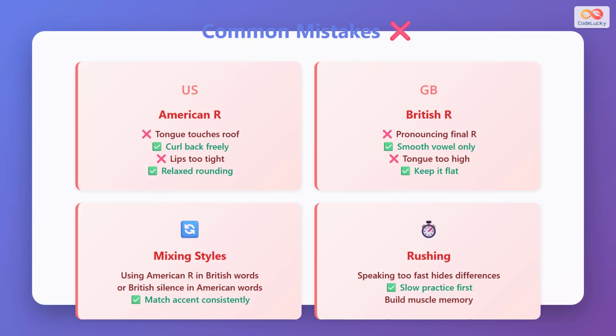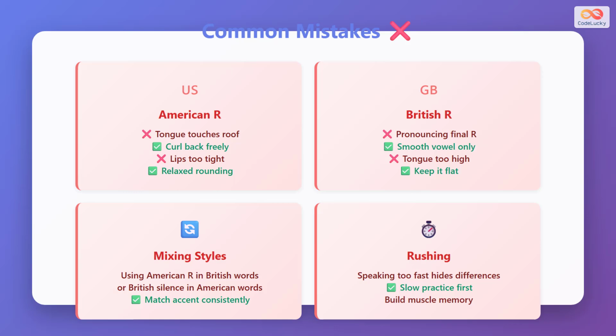Here are common mistakes to avoid. For American R, do not let your tongue touch the roof of your mouth. Instead, curl it back freely. Do not make your lips too tight. Keep them relaxed and rounded. For British R, do not pronounce the final R. Instead, make a smooth vowel only. Do not raise your tongue too high.